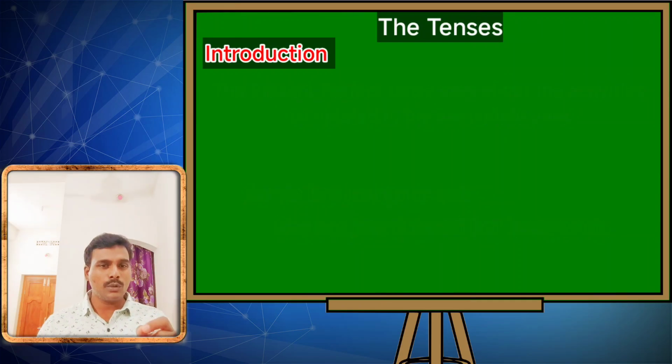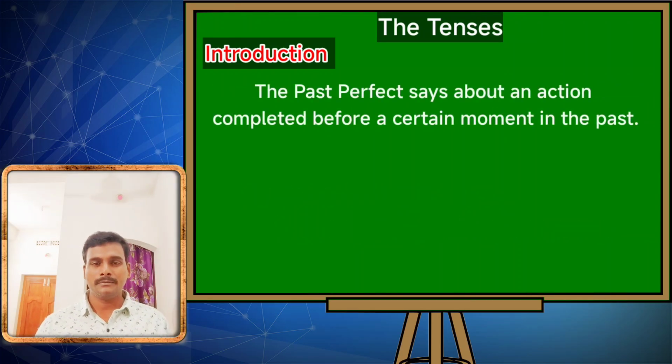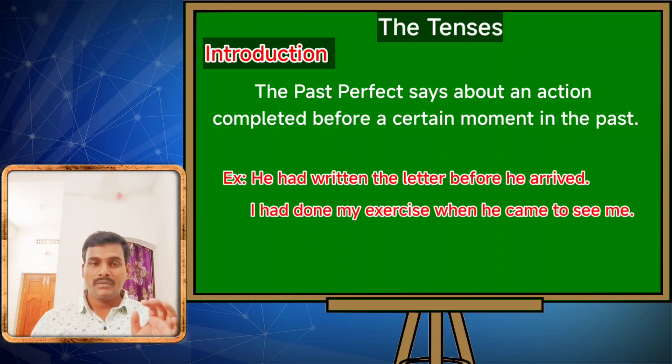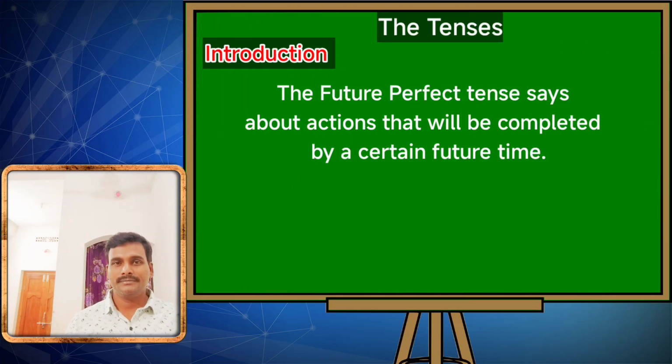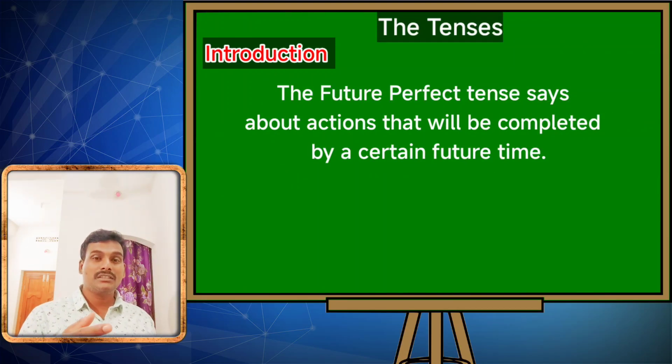Alright, and coming to the next one, the past perfect. The past perfect says about the actions or activities that were completed before a certain moment in the past. They are completed before a certain moment in the past. They are called past perfect activities. The next one is the future perfect. It describes the actions that will be completed by a certain time in the future.